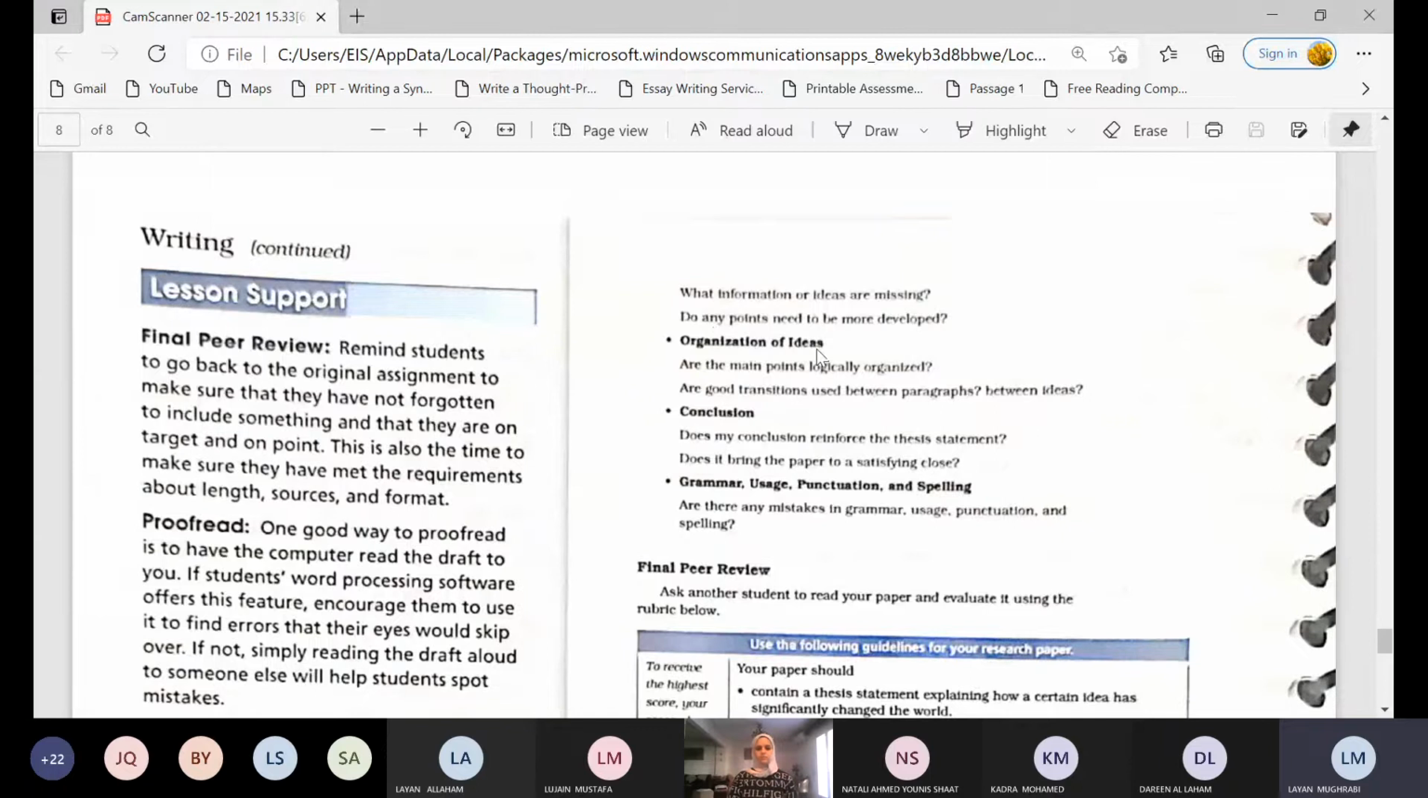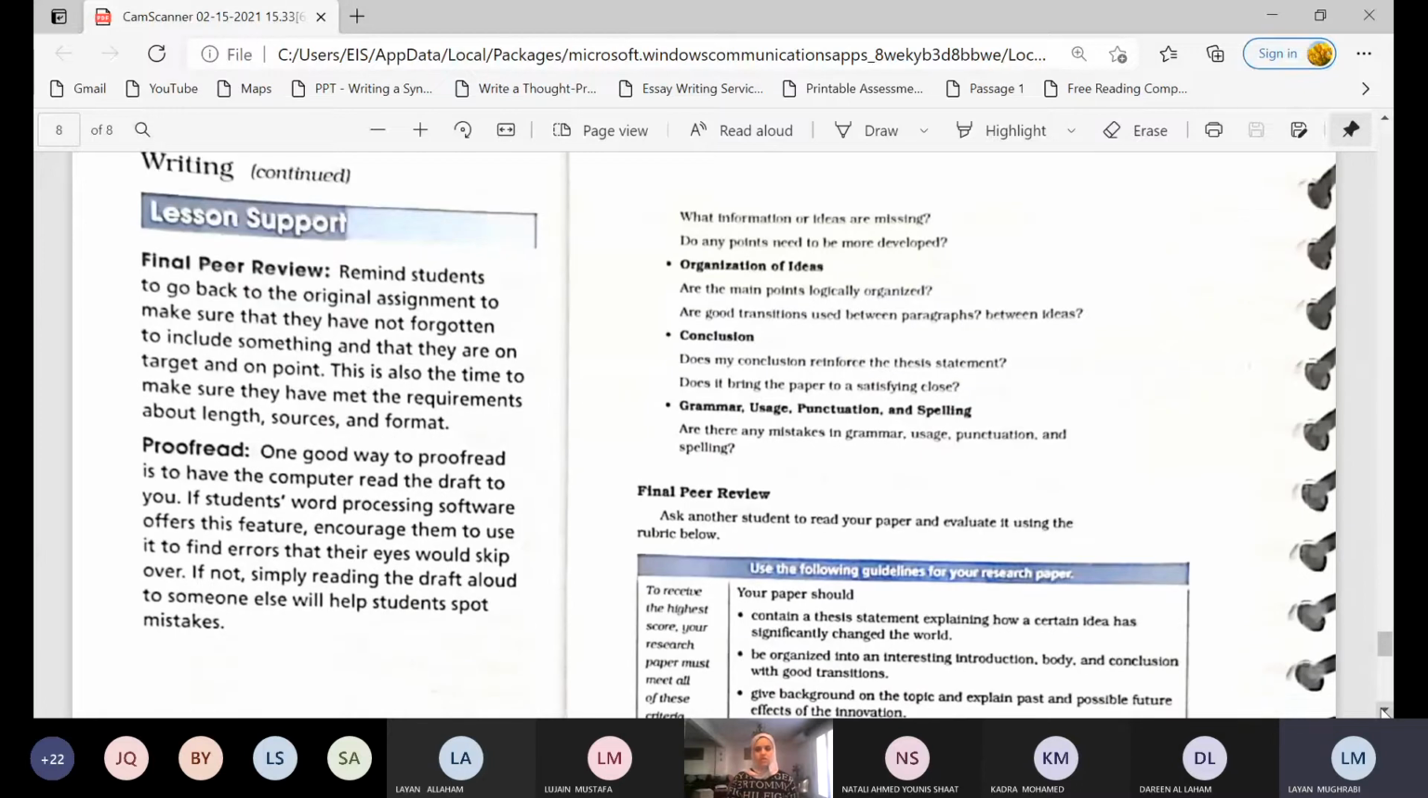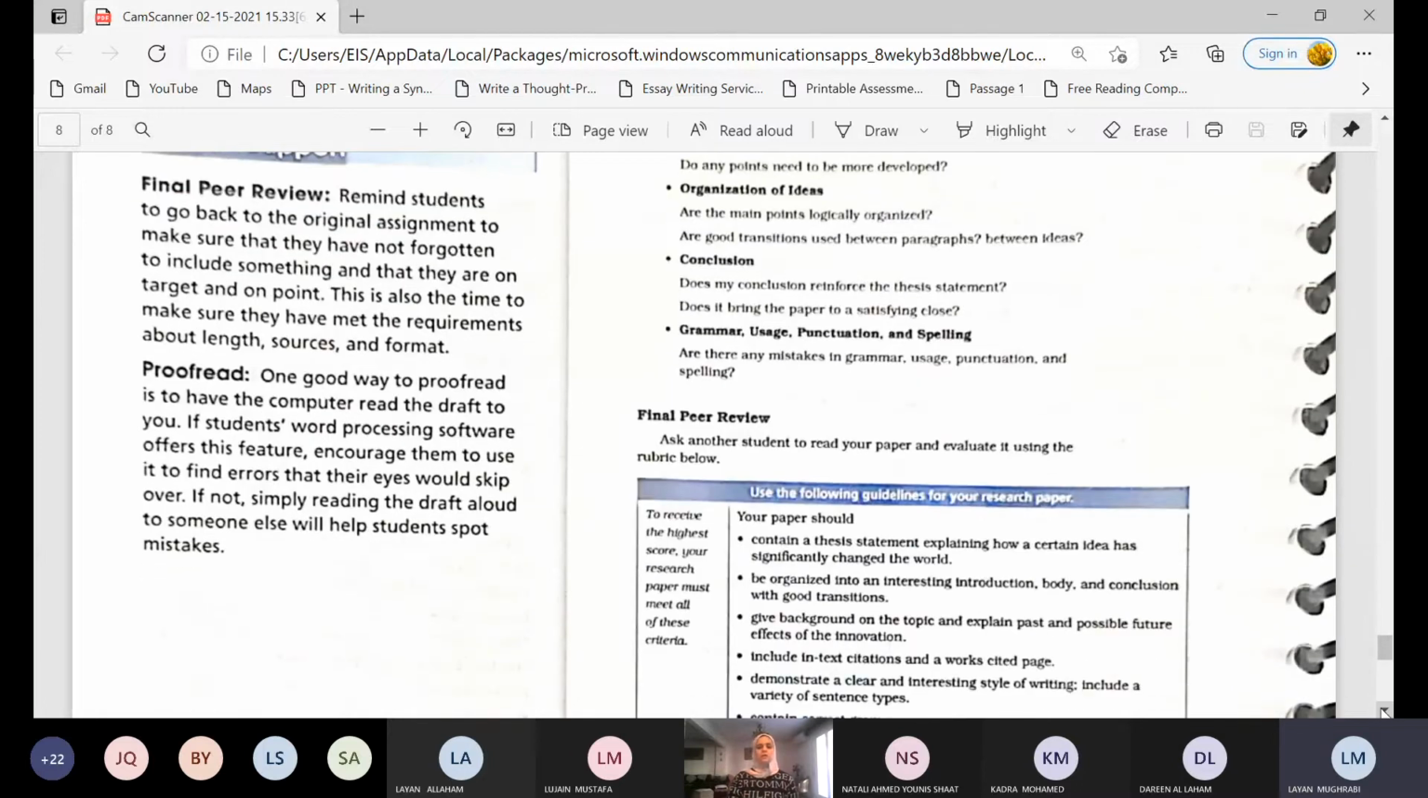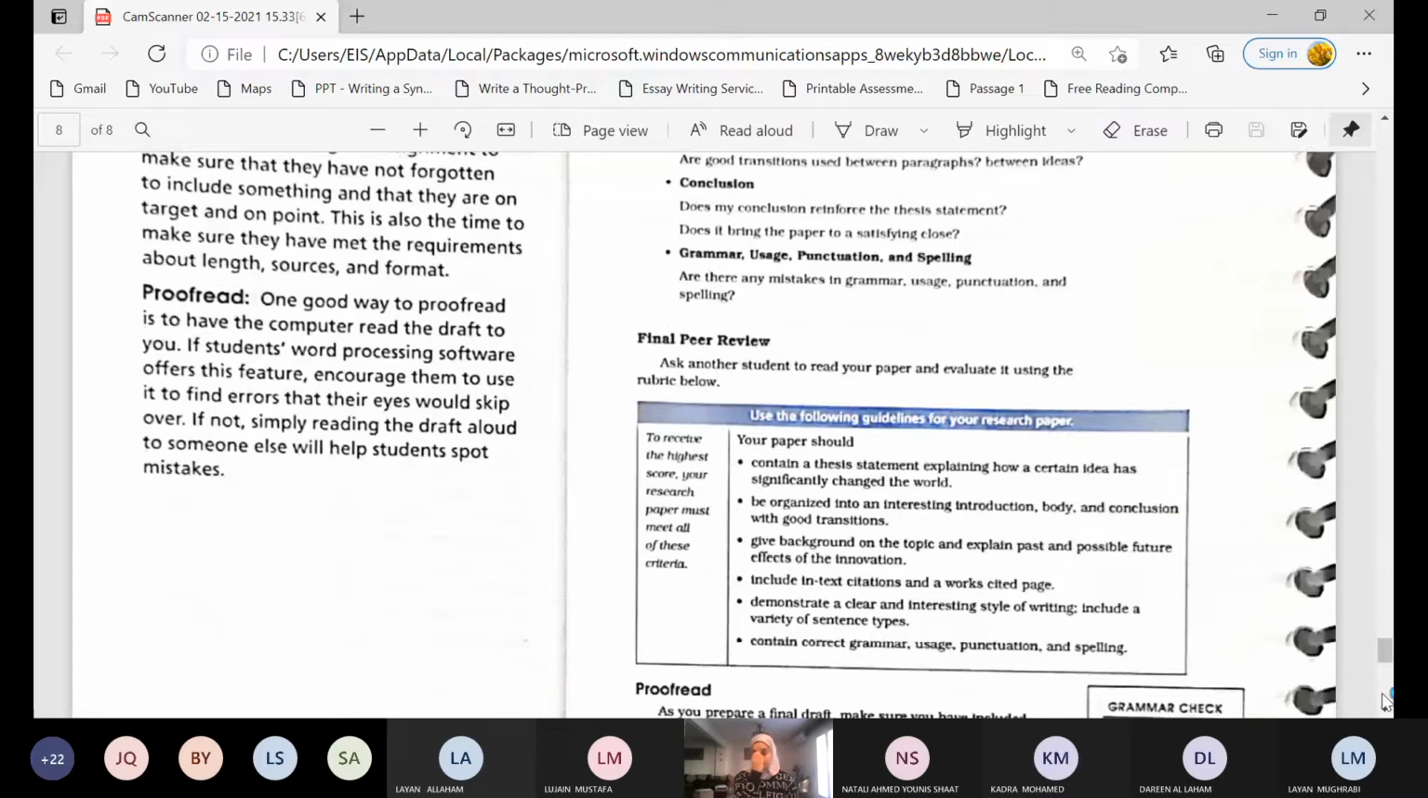Organization of ideas. Are the main points logically organized? Are good transitions used between paragraphs? So what are the two most important things in organization of ideas? The transition words. Yes, transitional words are very important, used between paragraphs and between ideas. And the main points are logically organized, right? Yes, thank you, Layan.